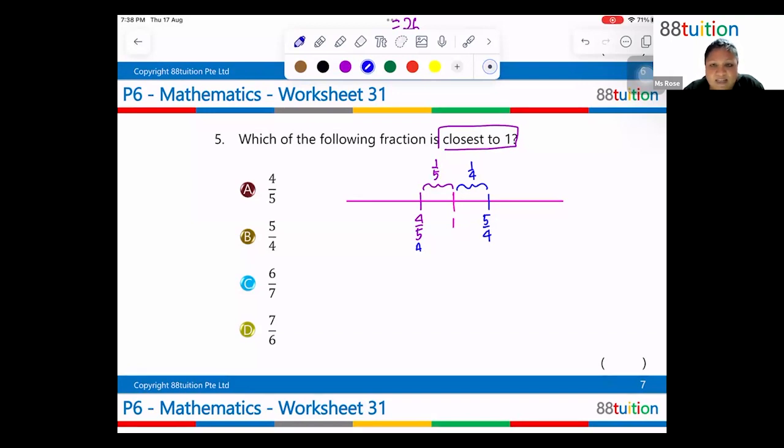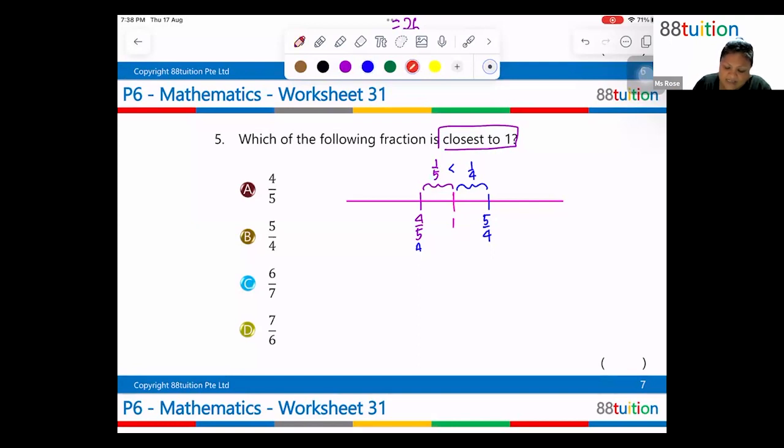So the bigger the denominator, the smaller the fraction, right? The bigger the denominator, the smaller the fraction. So between 1 over 5 and 1 over 4, this is smaller. Alright, okay. Now, let's look at part C.